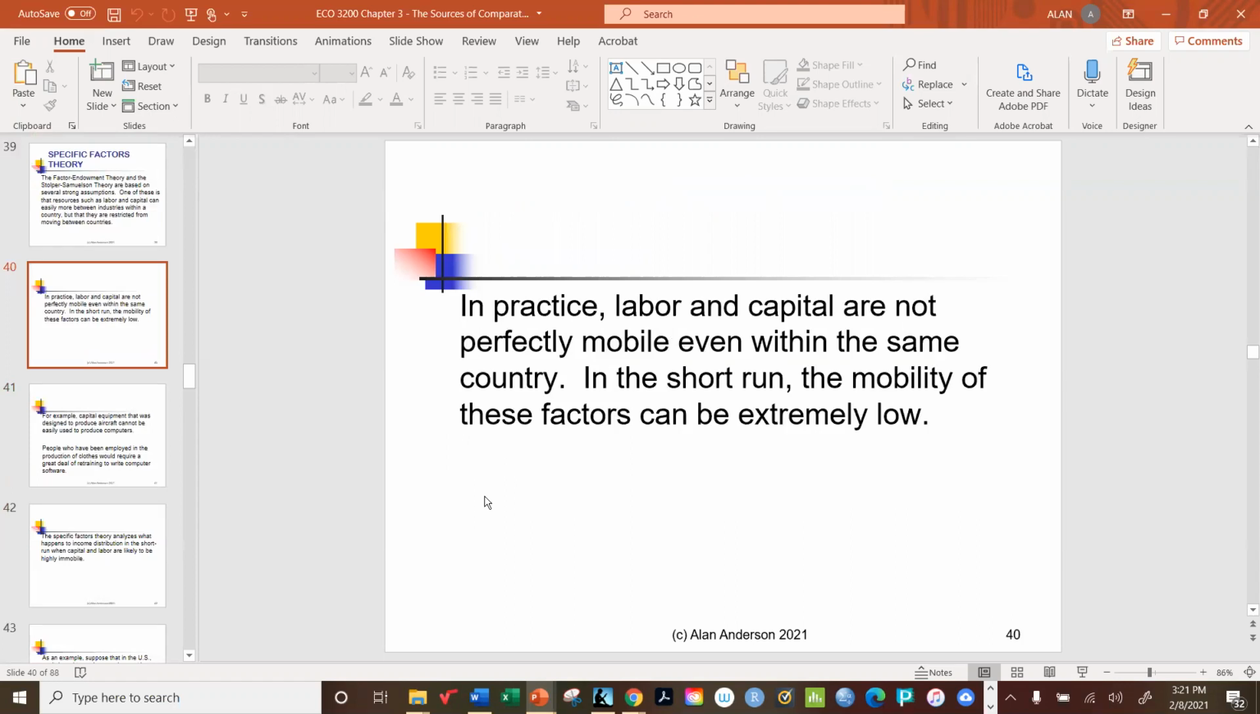Anyway, of course, in practice, labor and capital are not terribly mobile, even in the short run in the same country. Labor in particular tends to be very specialized. It's not the case that a textile worker can quickly and easily learn how to do something completely different. It takes time and training and all the rest. So it doesn't happen overnight. Even capital, the machinery that's used to build aircraft is not necessarily going to be usable in the auto industry. It's not exactly the same thing.